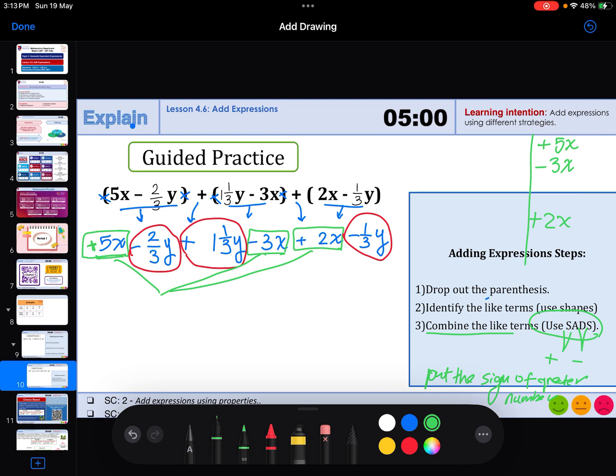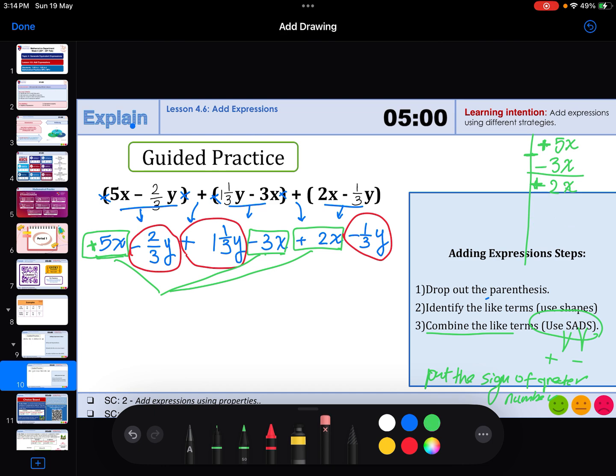Looking at these, I will start adding the first two terms. Positive 5x and negative 3x. Since they have different signs, I need to subtract them. 5 minus 3 is 2. Of course, x in my answer. It's gonna be positive because the 5 is greater than the 3, and I will take the same sign as the greater number, okay?